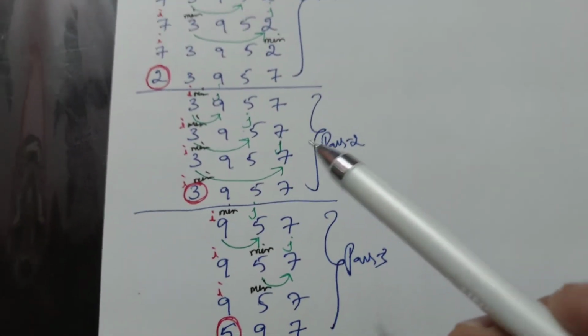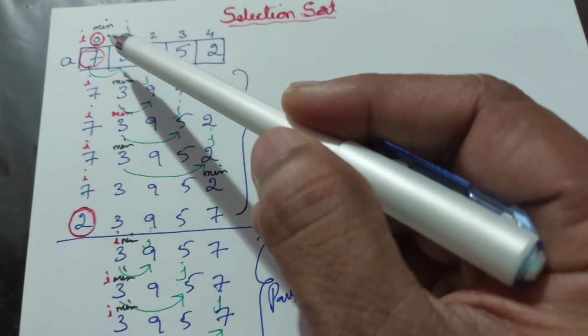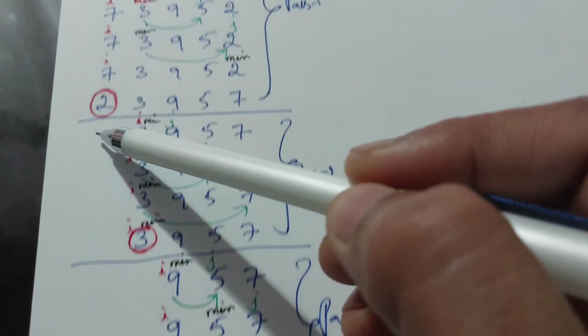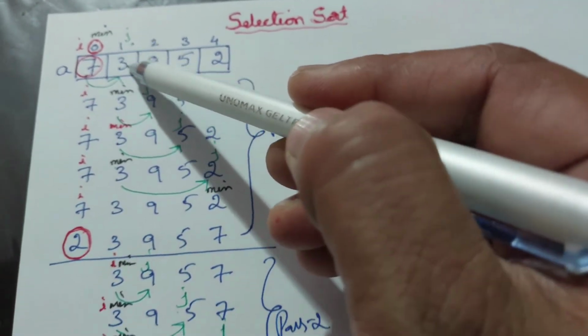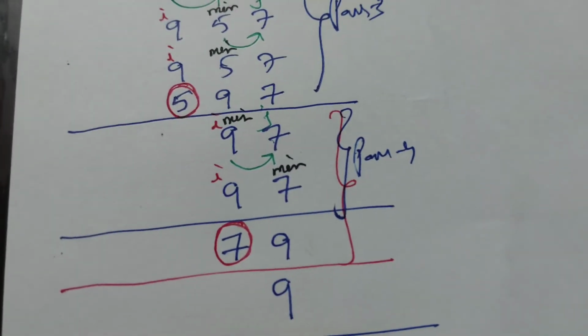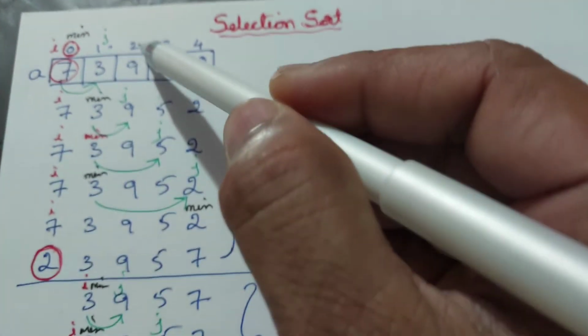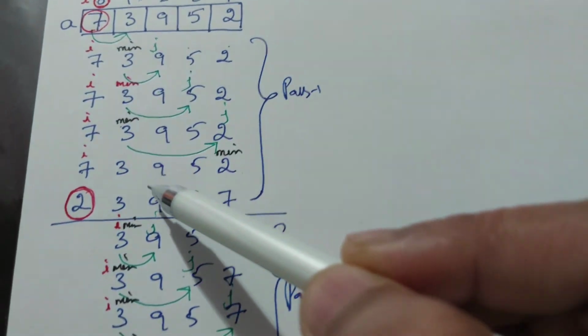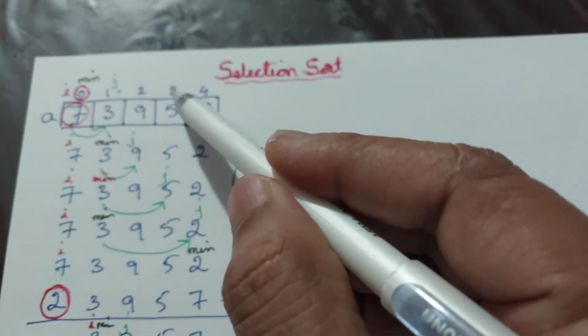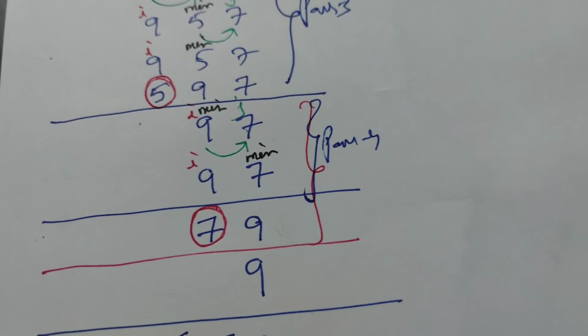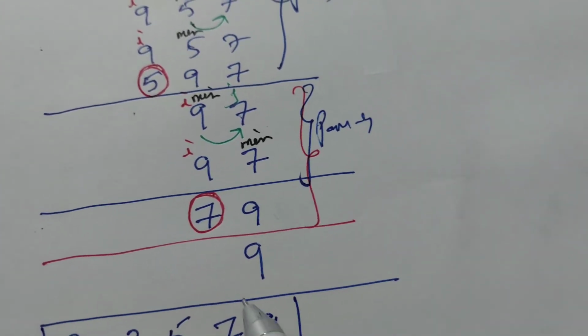Finally, if you observe here, from the 0th position what are we having? 2, so I am writing 2 here. From position 1, I am having 3. From position 2, finally I am having 5. Position 3, I am having 7. And in the last position, the 4th position, finally, if you observe, 9. So thus my array is sorted.